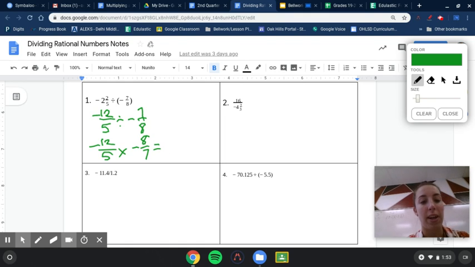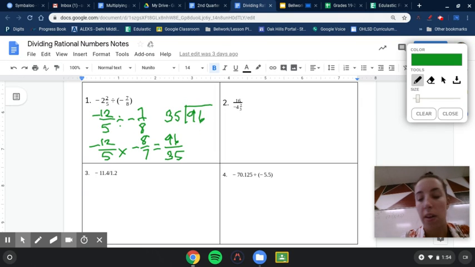Okay, then you'll multiply straight across since we can't cross simplify. So we'll do top times top, bottom times bottom. When we multiply straight across, we have 96 over 35. And notice that I made it a positive because a negative times a negative is a positive. And then I'm going to change this back into a mixed number. So I'm going to do 96 divided by 35. When I do that, I know it can go into it twice, which is 70. And 96 minus that is 26. So it's going to be 2 and 26 over 35.